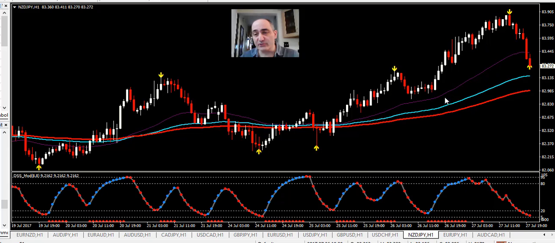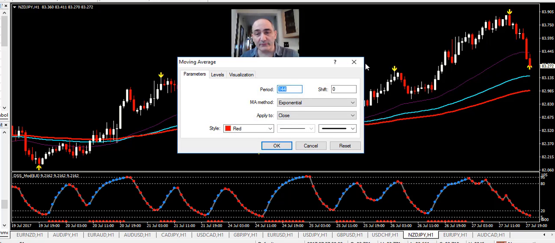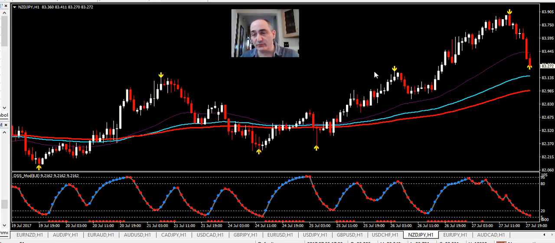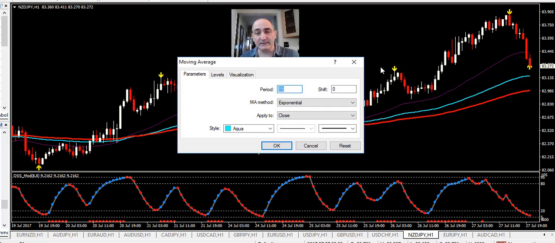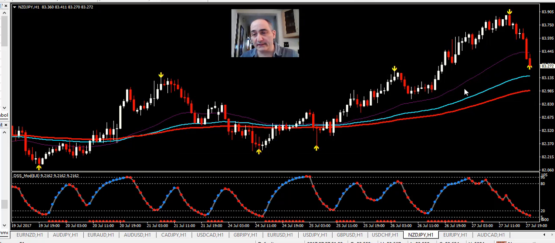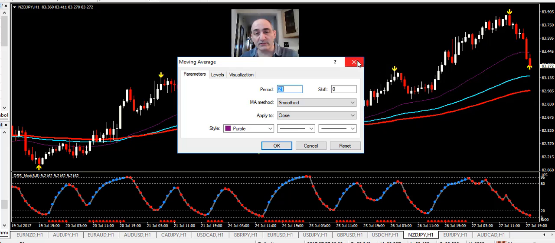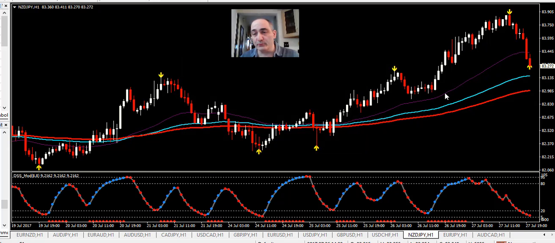But basically on these charts, I have 3 moving averages set up. One of them we see is a 144 exponential. That's the red. The teal is an 89 exponential, and then the violet purple one is a 21 smooth moving average. And this gives me the trend.